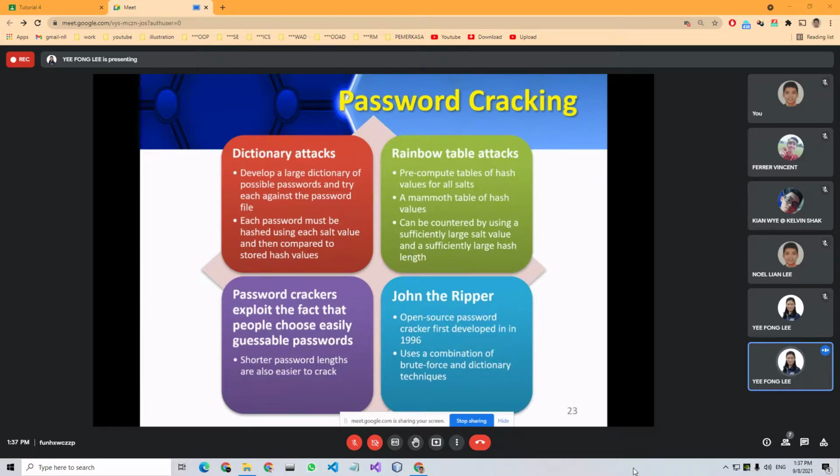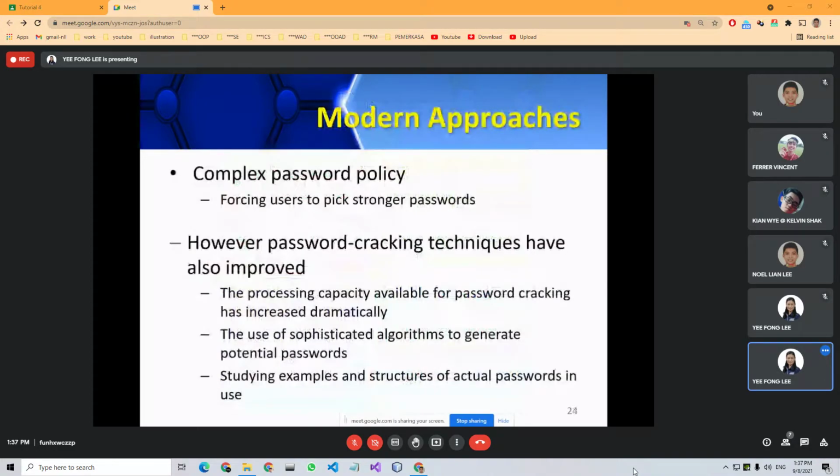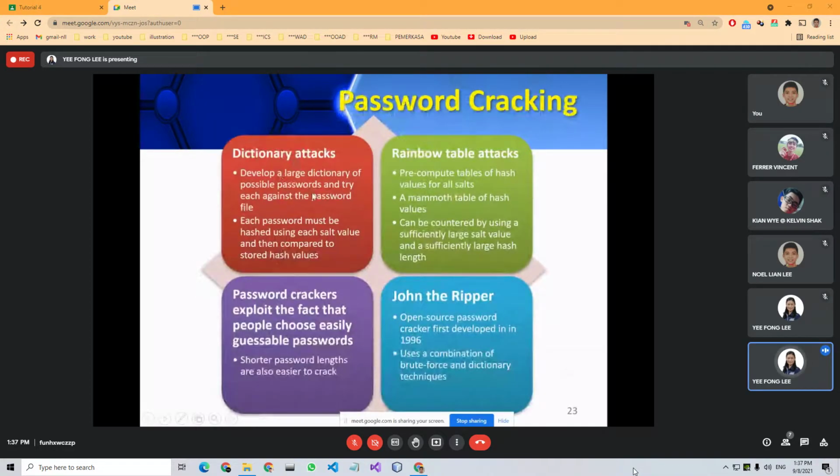Okay, what else? Let me look at the notes again. Password length. Hang on, my mouse is not working. Okay, the one we talked about just now: large dictionary, possible passwords, try each against a password file.